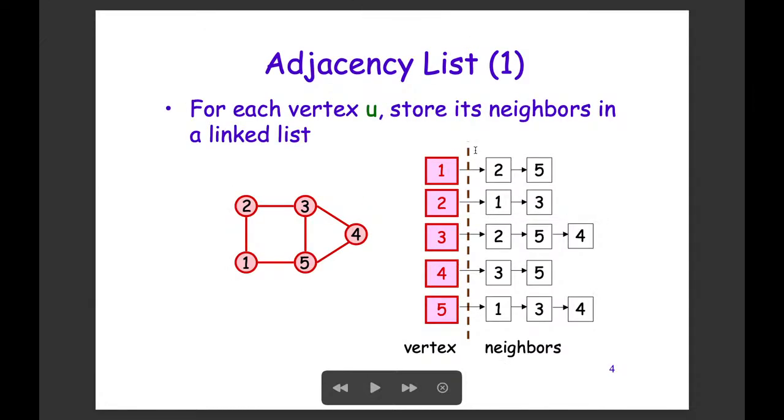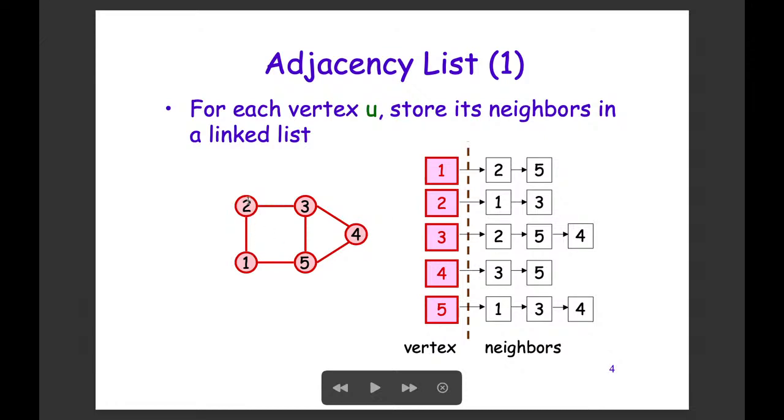So how do we represent a graph? Let's take this left-hand side graph as an example. One way is to maintain a list for each vertex that tells us what the neighbors of this vertex are, that is, what vertices are joined with an edge to this vertex. If you look at this example, vertex 1 has neighbor 2 and neighbor 5. So there is a list pointing to 2 and then 2 points to 5. This is a linked list of the neighbors.